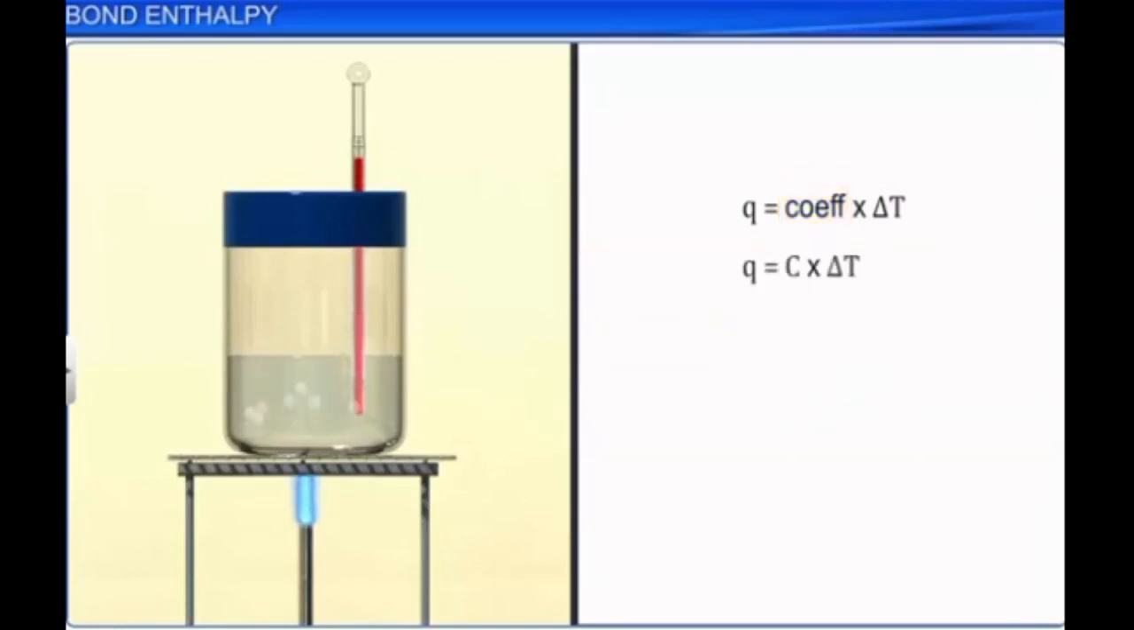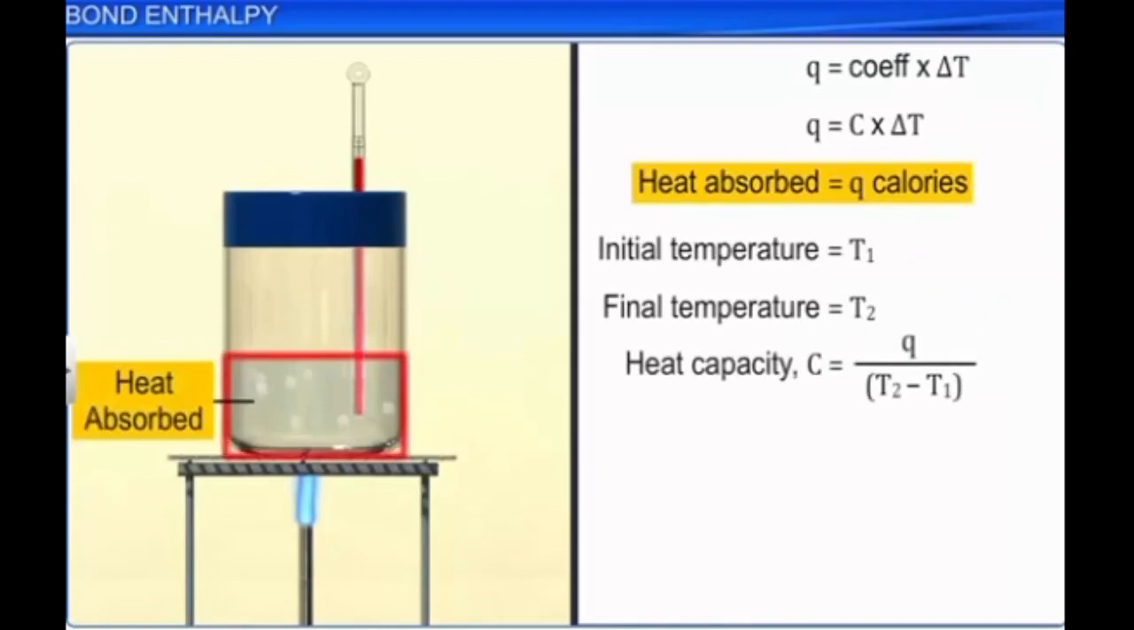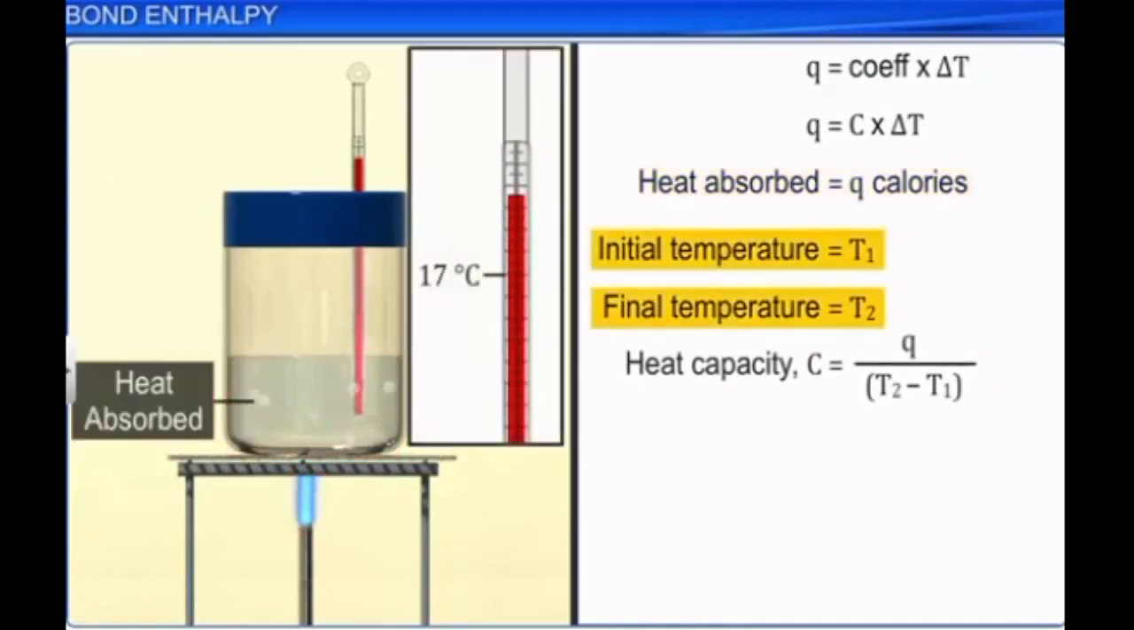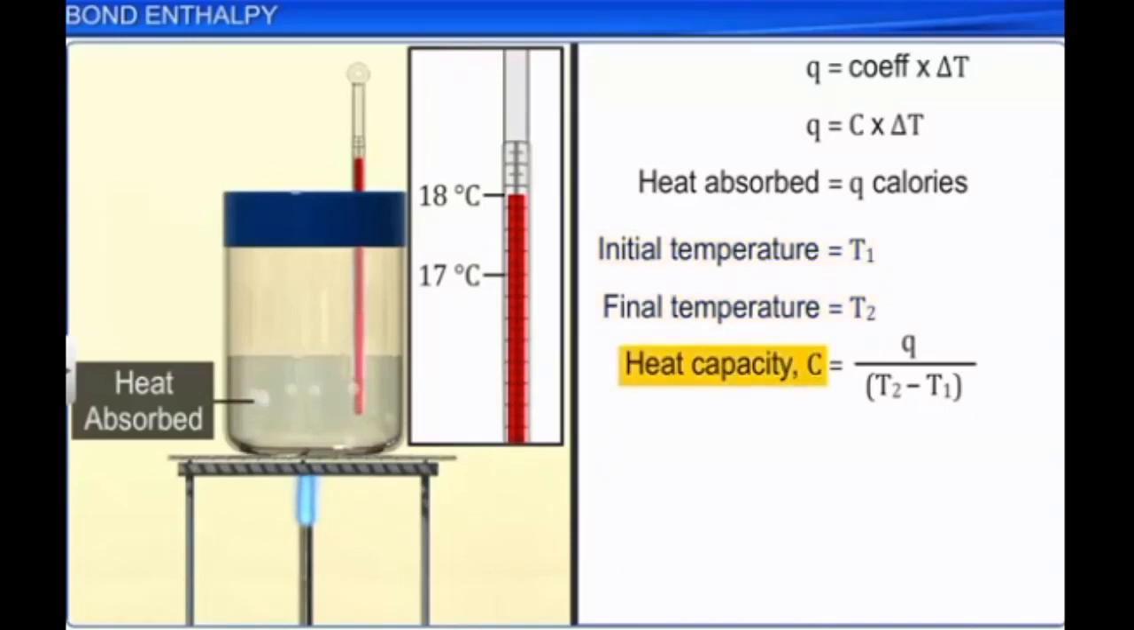The equation can also be written as Q equals C multiplied by delta T, where C is called the heat capacity of the system. If Q calories is the heat absorbed by the system and the temperature rises from T1 to T2, the heat capacity C is given by the expression C equals Q by T2 minus T1. Thus, heat capacity is defined as the amount of heat required to raise the temperature of the system by 1 degree at a specified temperature.